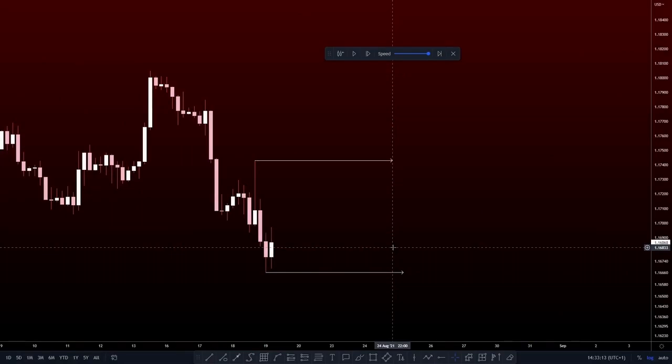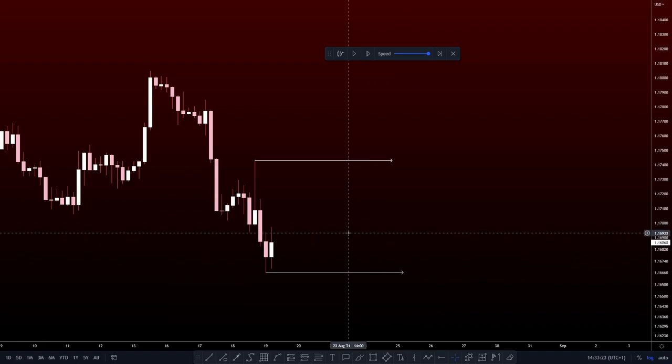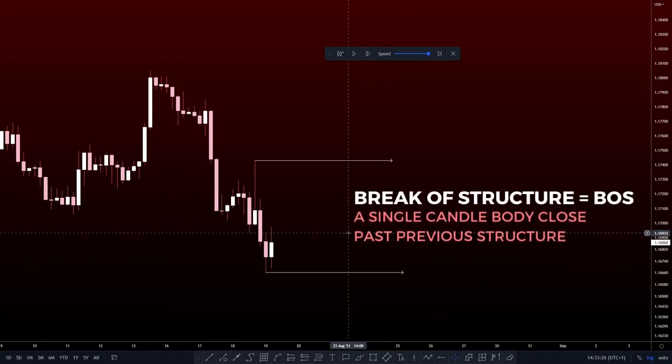So guys, before we look at structure and its many forms, we have to determine first what a structure break is. Now, a structure break I classify as a single body close past a previous major high or low. So if we look back, we can see that this point by here would have been the last major low. We had a full body close below that level, which means that price created a new low.